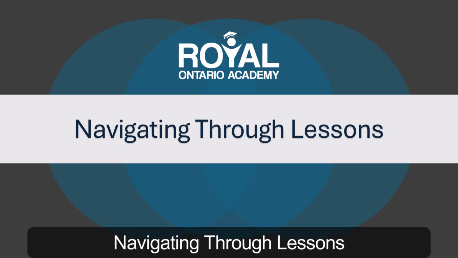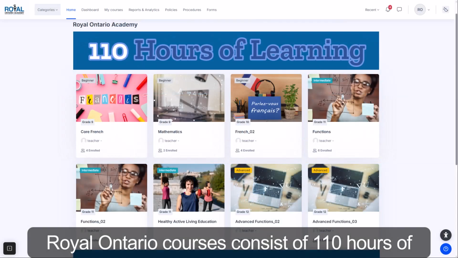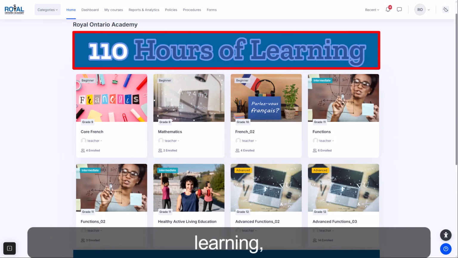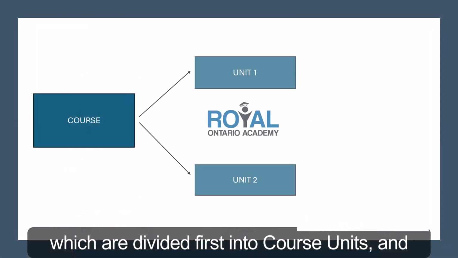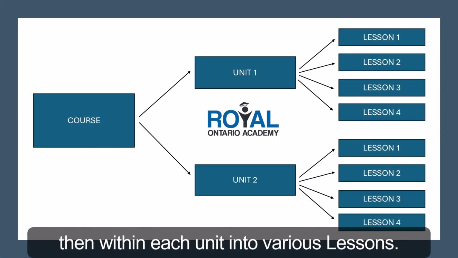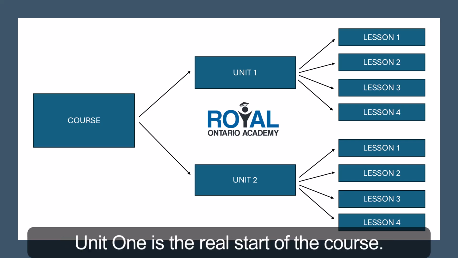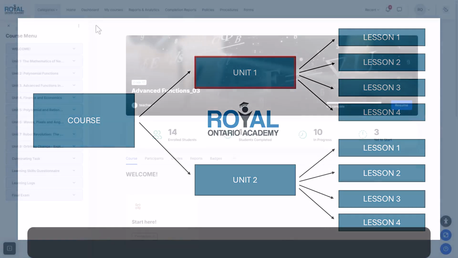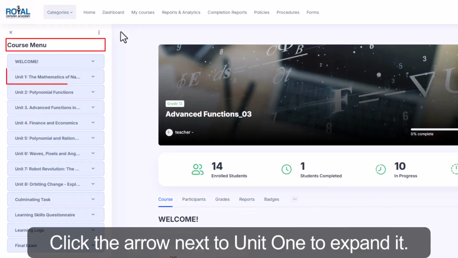Navigating through lessons. Royal Ontario courses consist of 110 hours of learning, which are divided first into course units and then within each unit into various lessons. Unit 1 is the real start of the course. Find it in the course menu. Click the arrow next to Unit 1 to expand it.